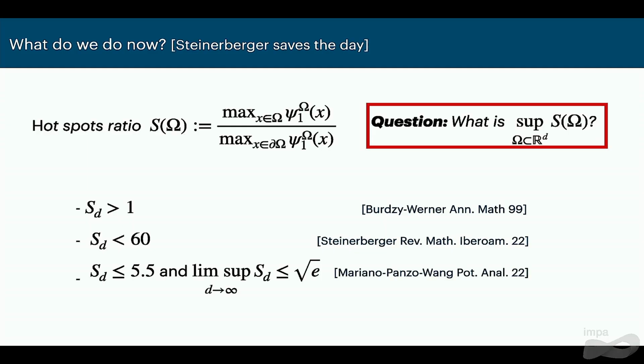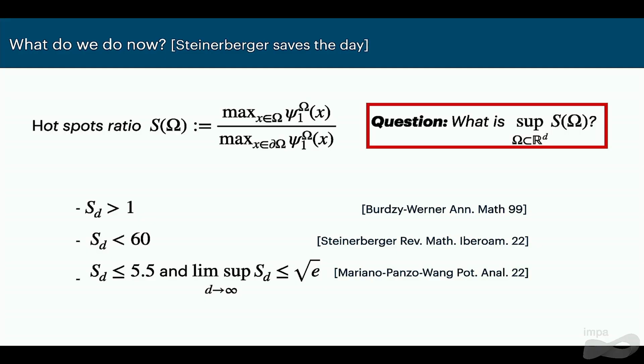And then Mariano, Panzo, and Wang came a little bit later and showed that the conjecture is actually quite true. They uniformly bounded it by 5.5, and asymptotically they find the square root of it. The square root of it is like 1.6. It's not really that bad, and it holds for every domain in every large enough dimension.